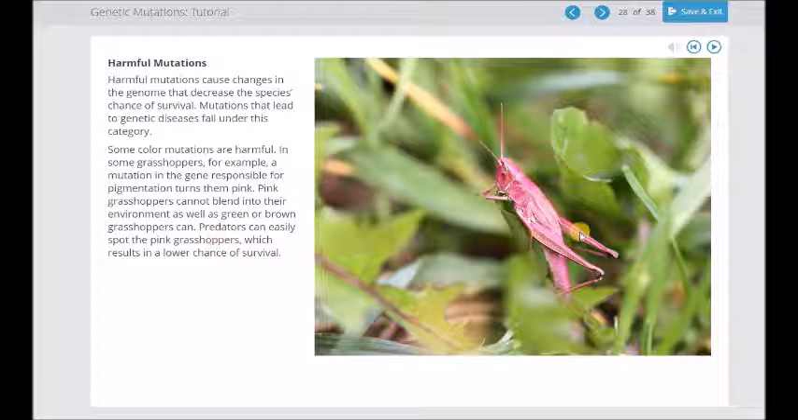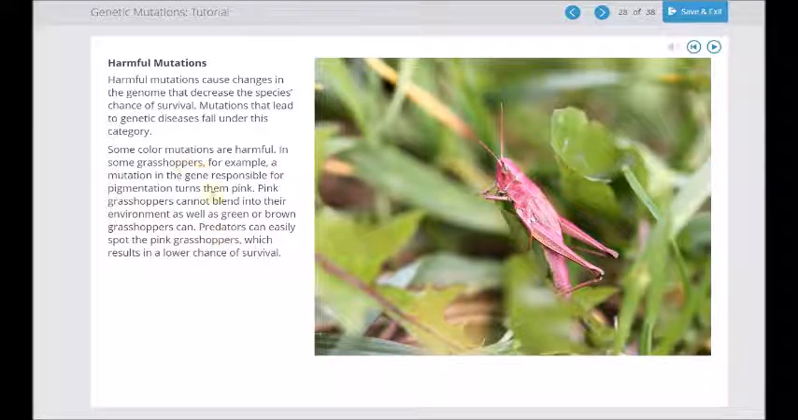Next slide. Great example of a harmful mutation here. I mean, take a look at this grasshopper. It's beautiful, right? But looking at this grasshopper up against that green, man, that thing sticks out like a laser beam, right? And so in this case, this mutated grasshopper has now got a far less chance of surviving because a predator like a bird can see this much more easily. And so it's probably going to get eaten.